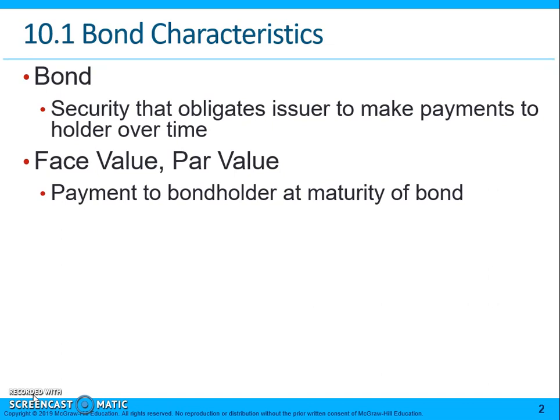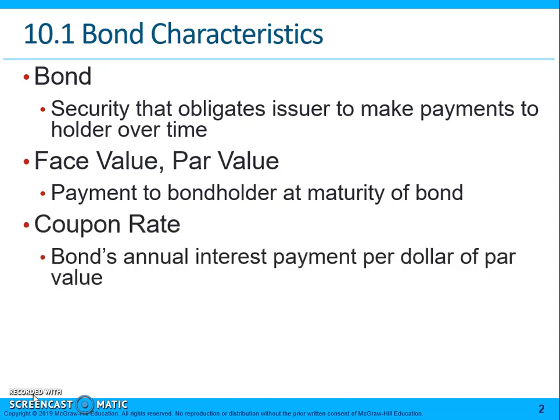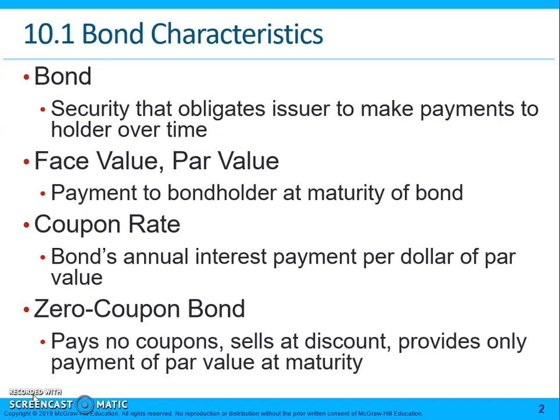On most bonds, the bondholder is going to receive coupons. Those coupons are based on the coupon rate. You calculate the coupon by multiplying the face value by the coupon rate. So this is an annual rate. Most bonds pay interest semi-annually. The exception is a zero coupon bond. Zero coupon bonds do not pay any coupons. They only pay the face value at maturity.